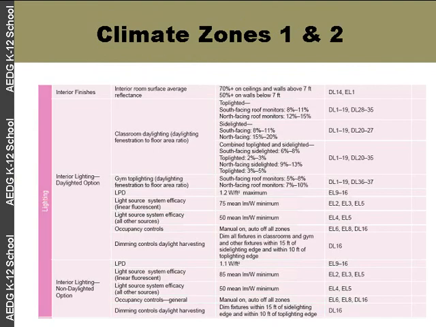Again, just like we saw all the other different climate zones, here is climate zone 1 and 2, and we'll see here that it slightly changes from a lighting section. This is the first one where the lighting recommendations really change due to climate zones. So we can see in climate zone 1 and 2, the lighting power density for that first upper section that says interior lighting daylighted option is 1.2 watts per square foot maximum. And the mean lumens are 75 mean lumens per watt.